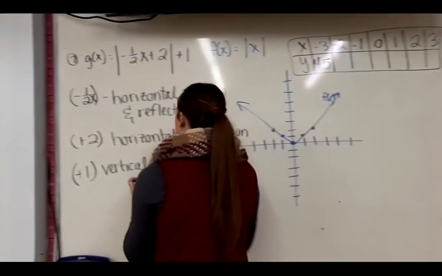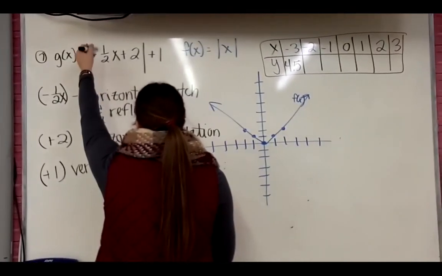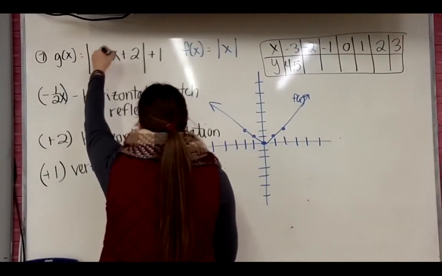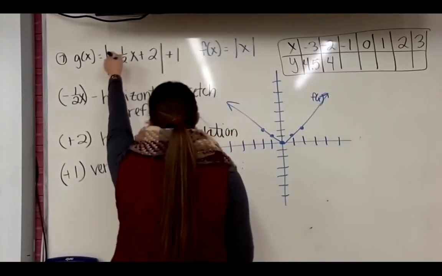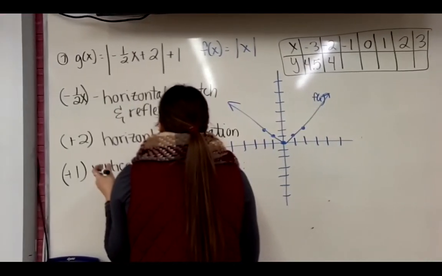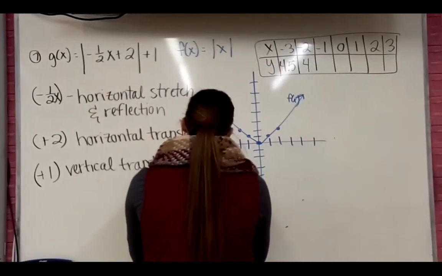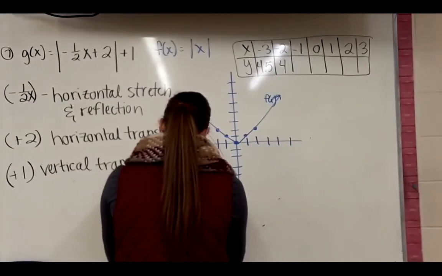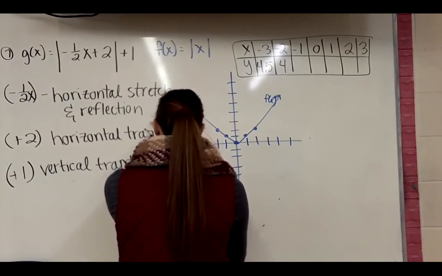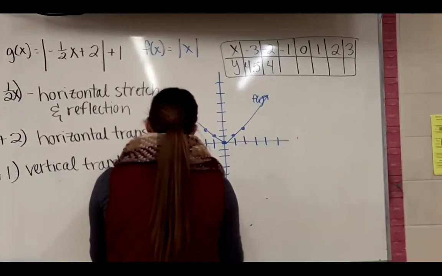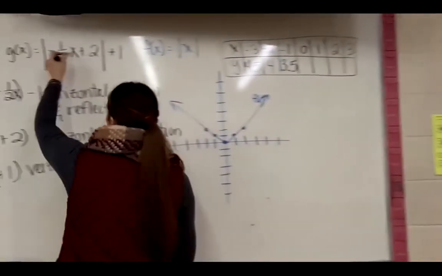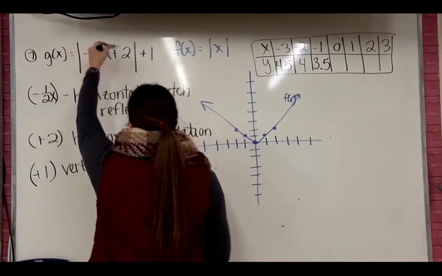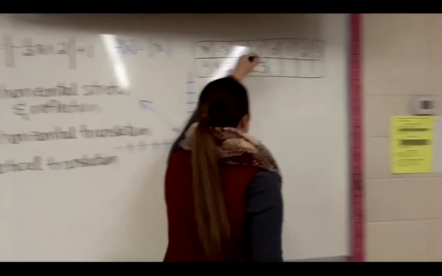Okay, if I plug in -2, -1/2 times -2 cancels and is just 1. Plus 2 is 3. Absolute value of that is 3. Plus 1 is 4. Okay, if we plug in -1, -1 times -1/2 is just positive 1/2. Plus 2 is 2.5. Gosh, I had such a brain fart just then. Okay, plus 1 is 3.5. Okay, if I plug in 0, that cancels. Plus 2, absolute value of 2 is 2, plus 1 is 3.